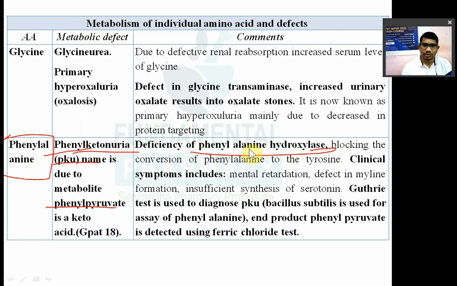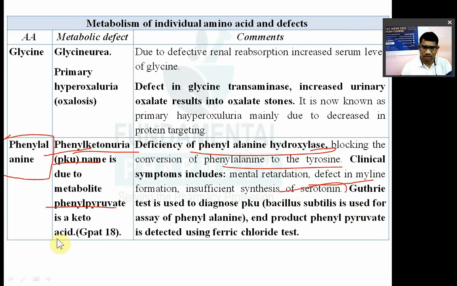So there is blocking of conversion of phenylalanine to tyrosine. That's why phenylketonuria is there. Right? A question comes on this, it has already been asked once. What are the symptoms of phenylketonuria? Mental retardation, defect in the myelin formation of nerves, insufficient synthesis of serotonin.